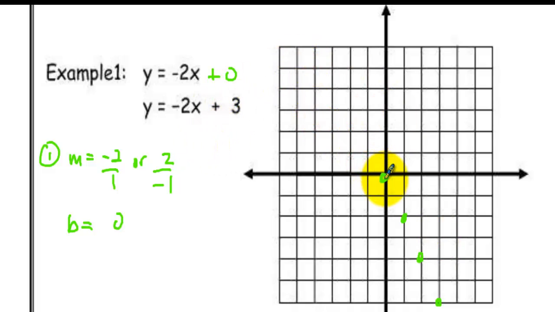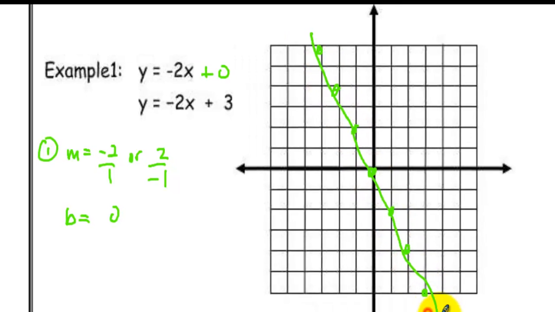Let us extend our graph by finding more points. I have 2 over -1 also, so we can go up 2, move to the left 1, up 2, left 1. So this is the graph of my first line.